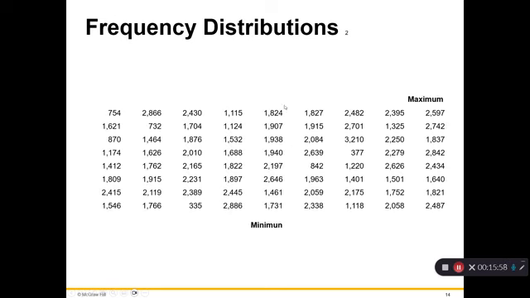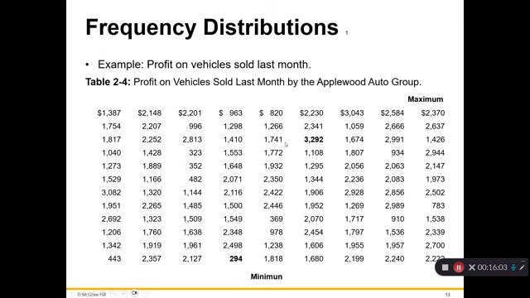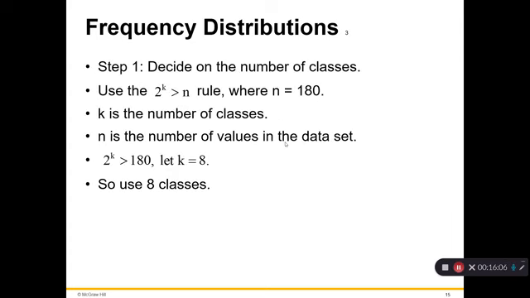If you add up all these numbers, 1, 2, 3, 4, 5, and so on, in 2 pages here, they total 180. So in this case we need to find the value of k that makes this relationship true. If we go up to 7, 2 to the power 7 gives us 128, which is less than 180. And 2 to the power 8 gives us 256, which is greater than 180. So that holds true, and we will be using k equal to 8. So 8 classes.